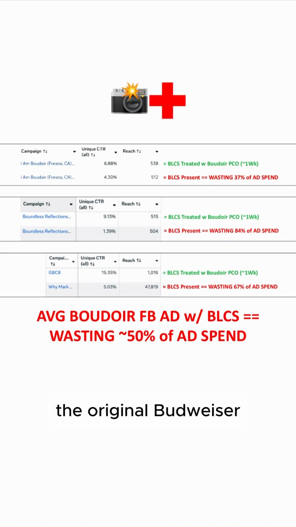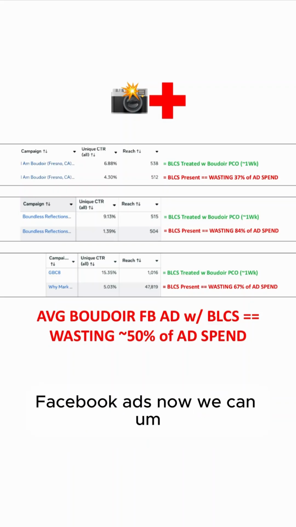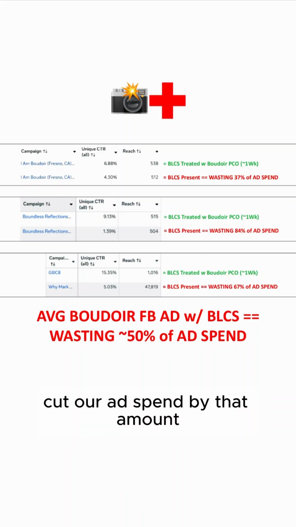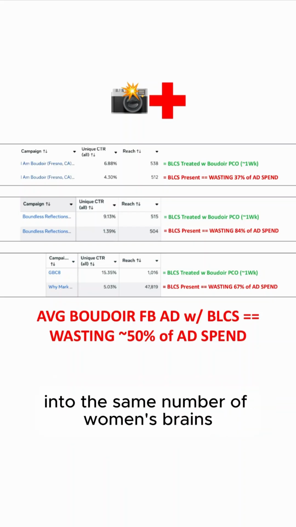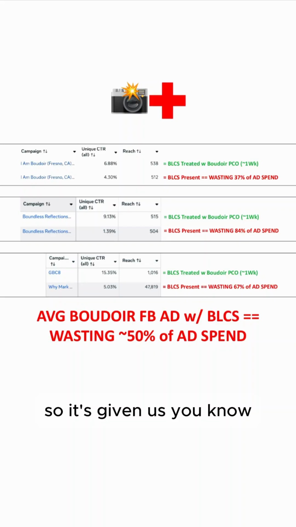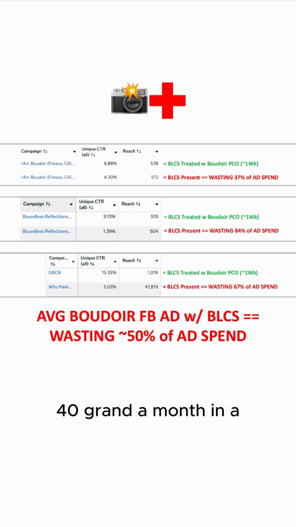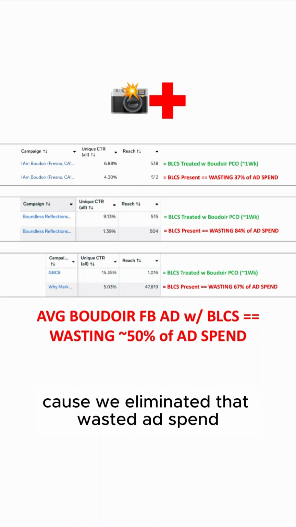So we found out the original Boudoir Facebook ad was wasting about 37% of its ad spend. So if they're spending 10 grand a month on Boudoir Facebook ads, basically 3,700 bucks a month was being wasted on that original ad. So what we can do is cut our ad spend by that amount, pocket it, only spend 6,300 bucks a month, and spend that with the new Boudoir Pico treated ad, and we're able to get our ad into the same number of women's brains as if the original was still spending 10 grand a month. So it's given us 3,700 bucks a month times 12, like 40 grand a year in kind of phantom profit, or extra profit, because we eliminated that wasted ad spend.